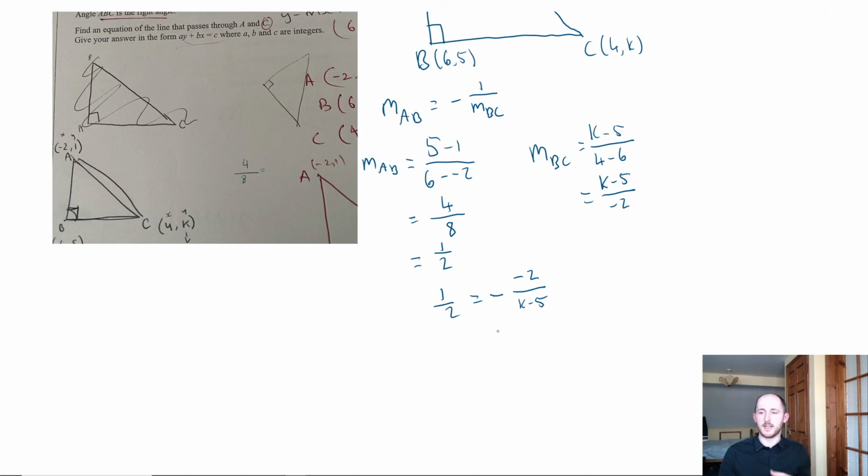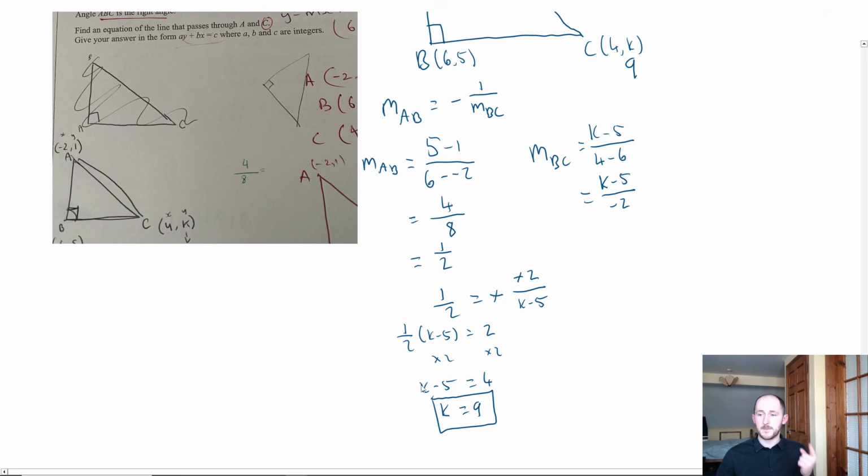And exactly. So now we can actually do some maths. I'm going to cancel out the minuses because it's minus minus, right? Times both sides by k minus 5. I get a half times k minus 5 equals 2. Times both sides by 2. We get k minus 5 equals 4. So k is just equal to 9. And now we have everything we need to work out the equation of a straight line.